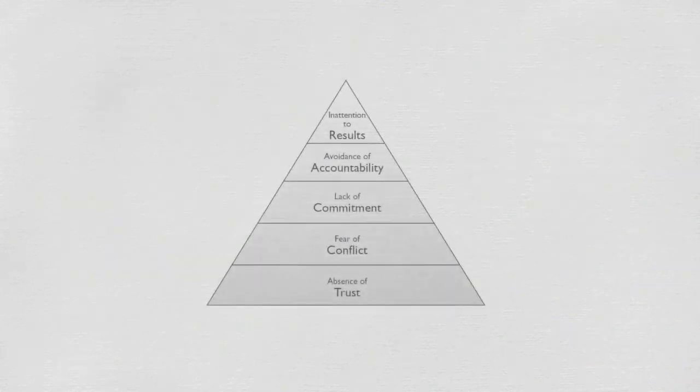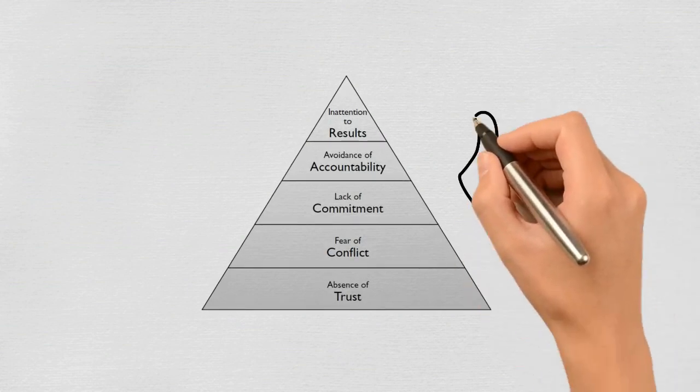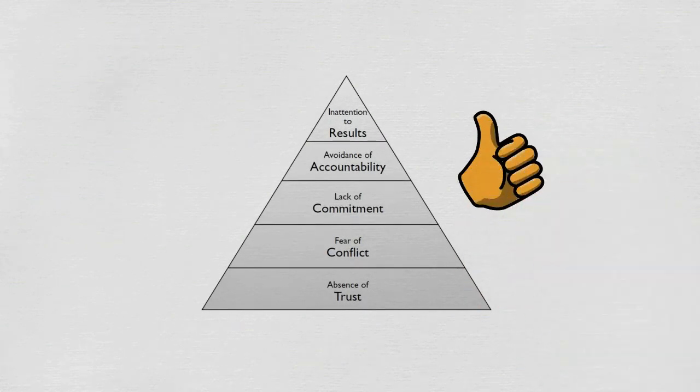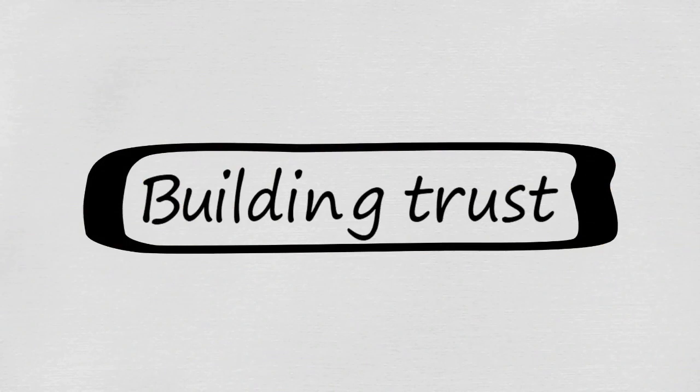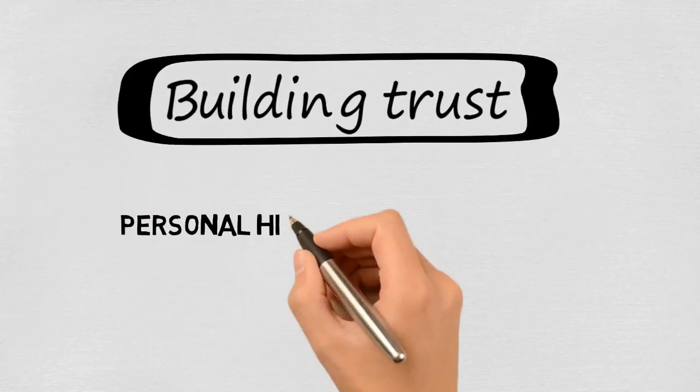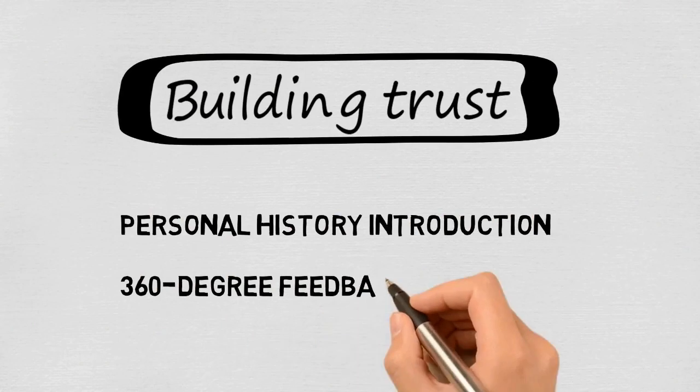In terms of teamwork, Lencioni proposed a five dysfunctions framework, of which I personally believe our group has basically overcome and has achieved effective teamwork. Specifically, building trust was set as a priority of our group. In this process, I have learned some ways to build trust, such as personal history introduction and 360-degree feedback.